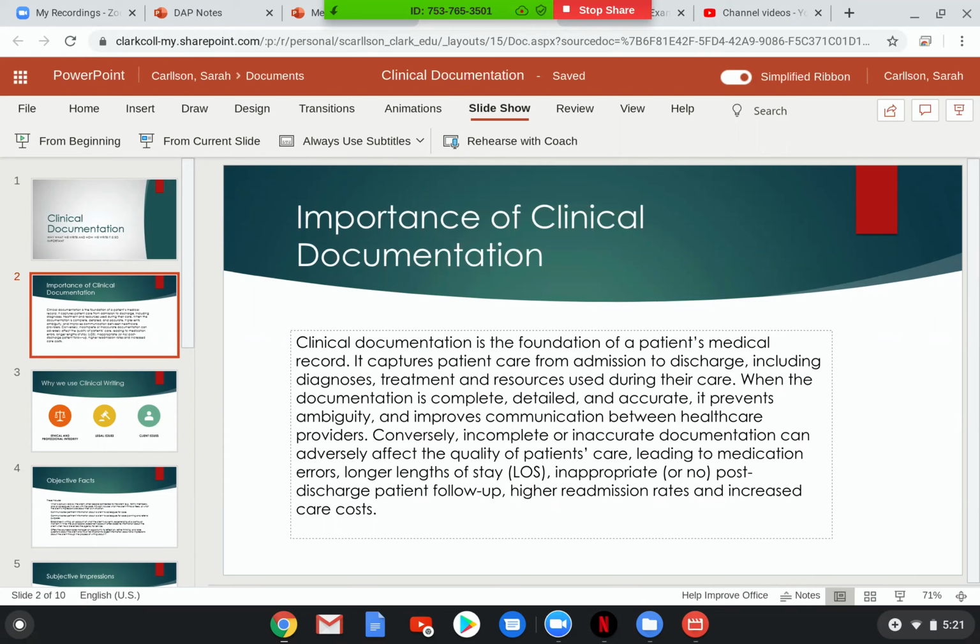So conversely, incomplete or inaccurate documentation can adversely affect the quality of patient's care, leading to med errors, longer lengths of stay, inappropriate discharge patient follow-up, higher admission rates, and increased care costs.